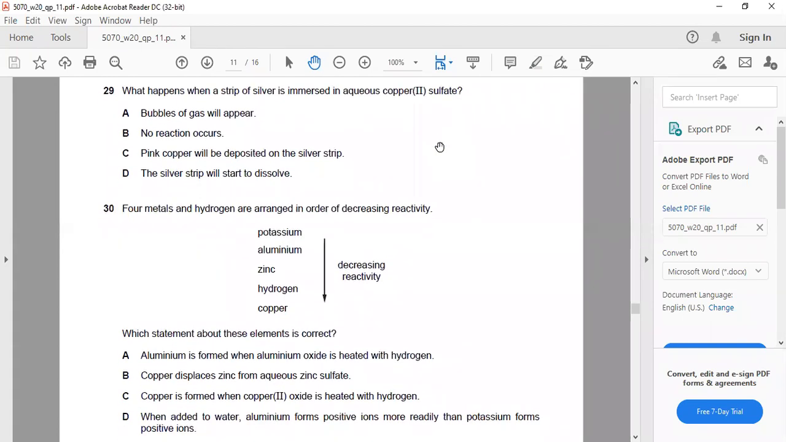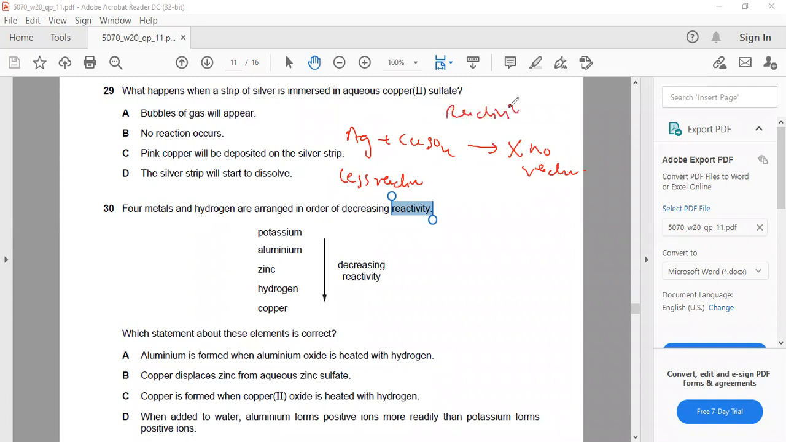Okay, 29. What happens when a strip of silver is added to copper sulfate? Is silver more reactive or less reactive? Less reactive, so no reaction. This question is about the reactivity series. Revise: a more reactive metal can displace a less reactive one from its compound, but the less reactive cannot displace the more reactive. So 29 is B.